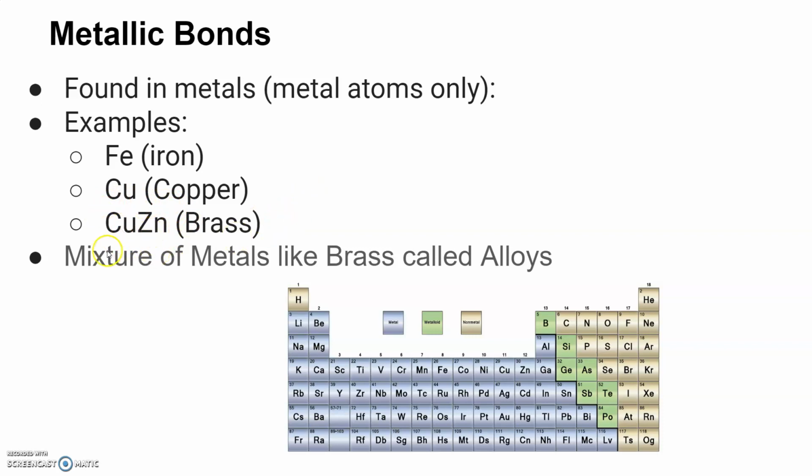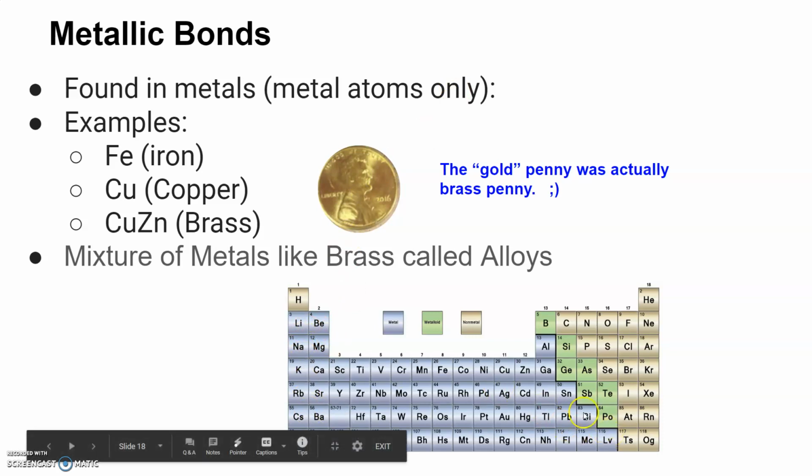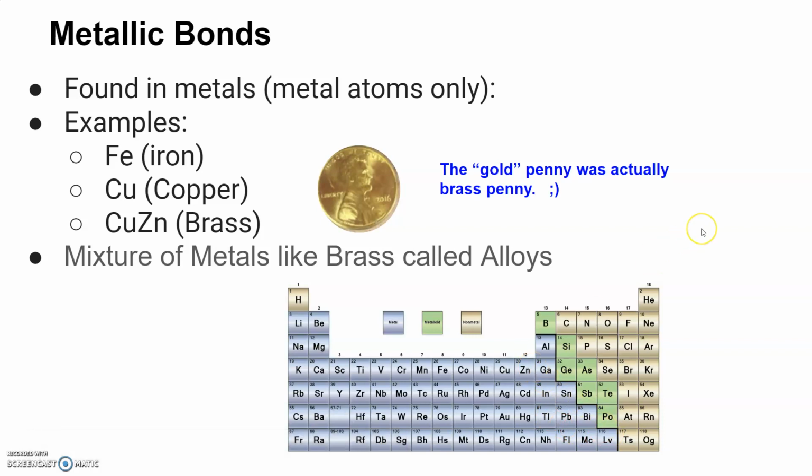And so when you have a mixture of different metals, like brass, those are called alloys, but it's still a metal. And in fact, the "gold" penny that we made earlier was actually a brass penny. So what we did is we mixed the copper with the zinc to create brass. And brass kind of looks like gold, but it's not gold. It's an alloy of copper. So just to quickly recap, if you want to identify if something is a metal, you have to look on your periodic table and make sure that the atoms in that substance only contain metal atoms. So if there's only metal atoms, it's a metal.